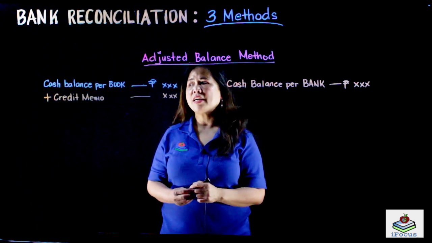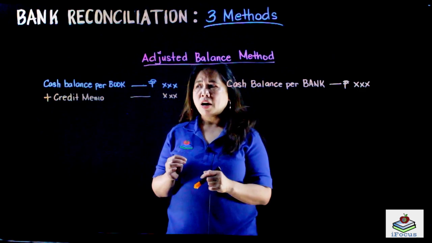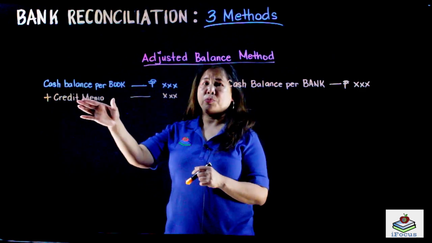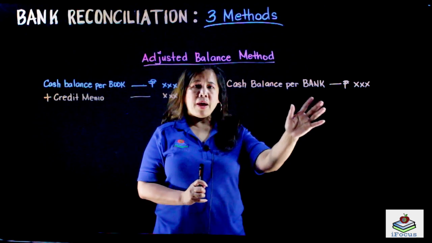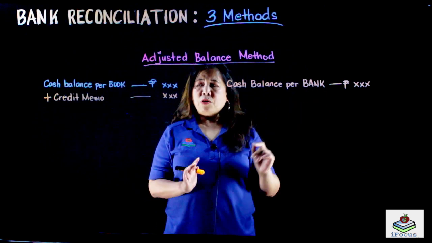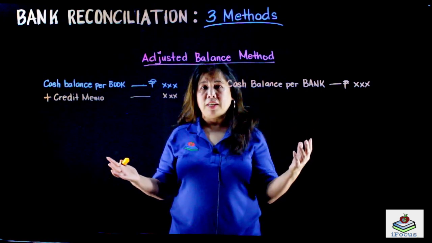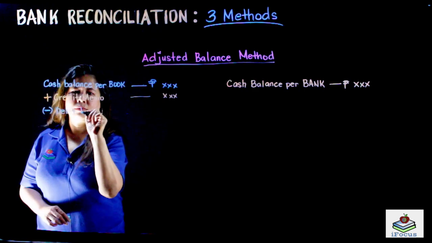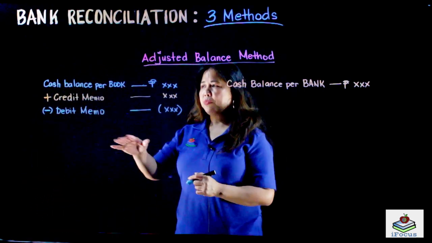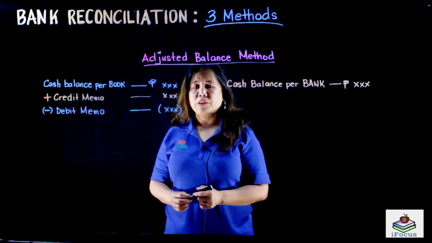Another reconciling item is the debit memo. The debit memo will be deductions to the cash balance per book. Bakit? Dahil sa bank, binawas niya sa account ng depositor, therefore, ibabawas din natin ito sa book para magtutugma silang dalawa. The debit memo is deductions to the cash balance per book.